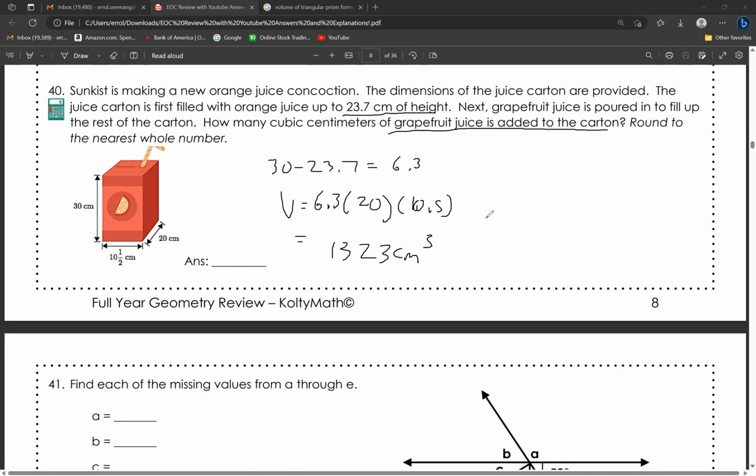Oh, so we got it right. Okay, cool. No rounding necessary. It's a whole number.